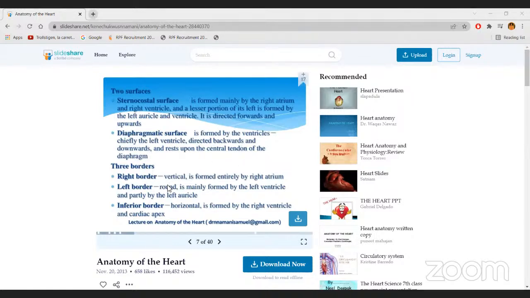Three borders. The right border is formed entirely by the right atrium. The left border is rounded, mainly formed by the left ventricle and partially by the left atrium. The inferior border is horizontal and formed by the right ventricle and cardiac apex.